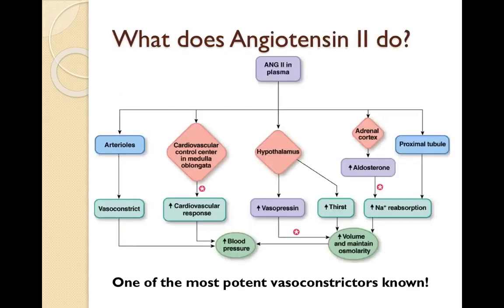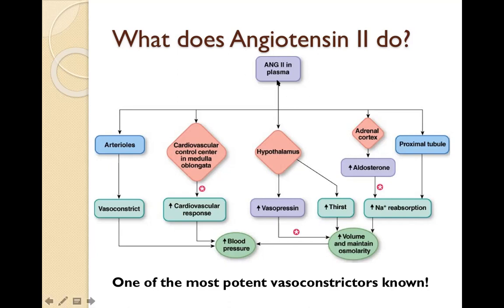And here is what angiotensin 2 does. So you need to remember that the stimulus for the production of angiotensin 2 was low blood pressure. So everything that angiotensin 2 is going to do will be in response to try to increase blood pressure or increase blood volume to therefore increase blood pressure.